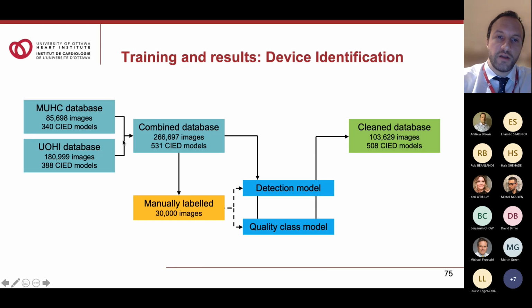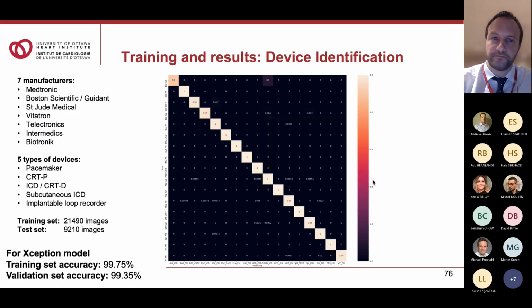So again, we combined our database between McGill and the Heart Institute, manually labeled 30,000 images, and then fed this into our quality class model and our detection model to obtain a clean database of 103,000 images, and these only had quality level 3 and 4. And then we manually monitored this database to make sure there were no errors.